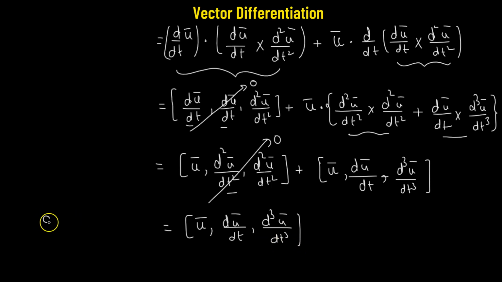So we started out by taking the derivative with respect to t of the scalar triple product of u, the first derivative of u with respect to t, and the second derivative of u with respect to t, and this gave us the result: the scalar triple product between the vector u, its first derivative, and its third derivative. Hence proved.